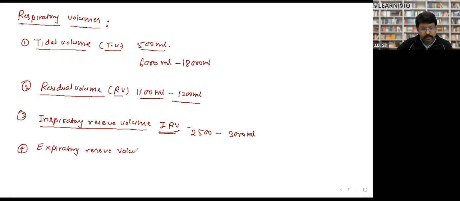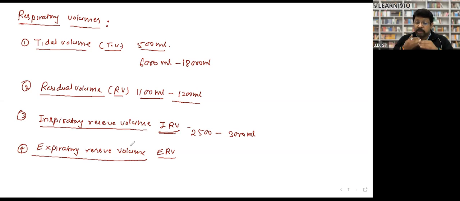Expiratory reserve volume. That is the opposite of IRV. That is ERV, expiratory reserve volume. It is the extra amount of air which I can expire after normal expiration. That is called ERV. IRV, I can inspire after normal inspiration. That is IRV. ERV, I can expire after normal expiration. Please note it down.